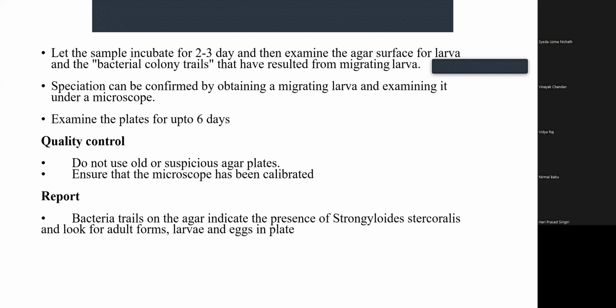And then bacterial colony trails have to be seen. Speciation can be confirmed by obtaining a migrating larva, okay, and examining it under the microscope. So these plates have to be examined up to 6 days, okay, and the reports will be: bacterial trails on the agar indicate the presence of Strongyloides stercoralis, and look for the adult worms, larvae, and eggs in the plate.